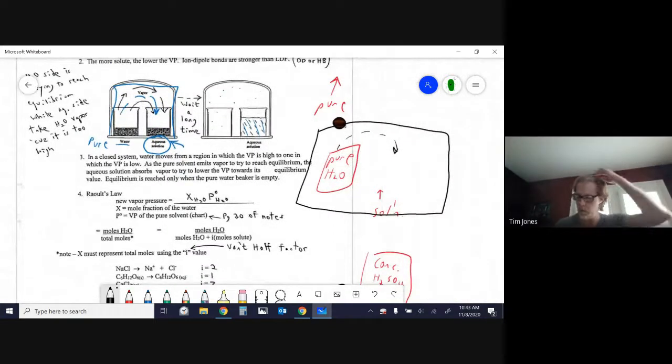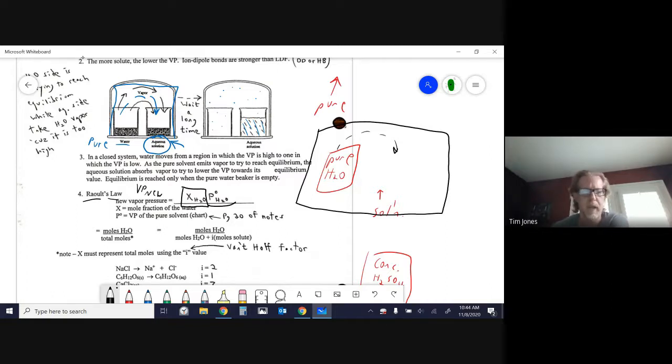There's a mathematical equation that will help us calculate the new lower vapor pressure. It's called Raoult's law, named after a French guy. I like his first name. His first name was Francois. So that's a fun name. Anyway, it says the new vapor pressure, or you could just say VP new, is equal to the mole fraction of the solvent, because remember, it's the solvent we're talking about, multiplied by the solvent's normal vapor pressure.